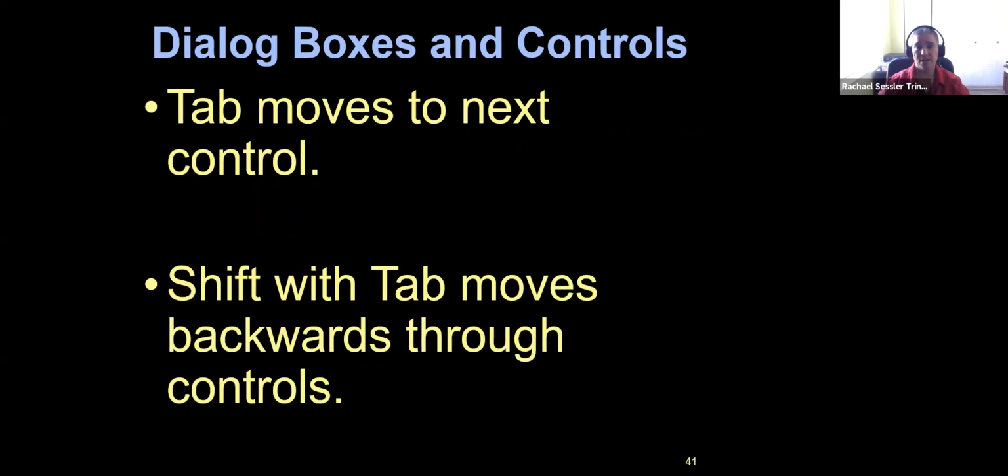To navigate in dialog boxes and different controls, just tab would move you to the next control, and shift with tab moves backwards. So very simple. When we're in dialog boxes, we use tab to go forward and shift tab to go backwards. If you could understand that, we could really get around any dialog box that comes up, as long as it's accessible.